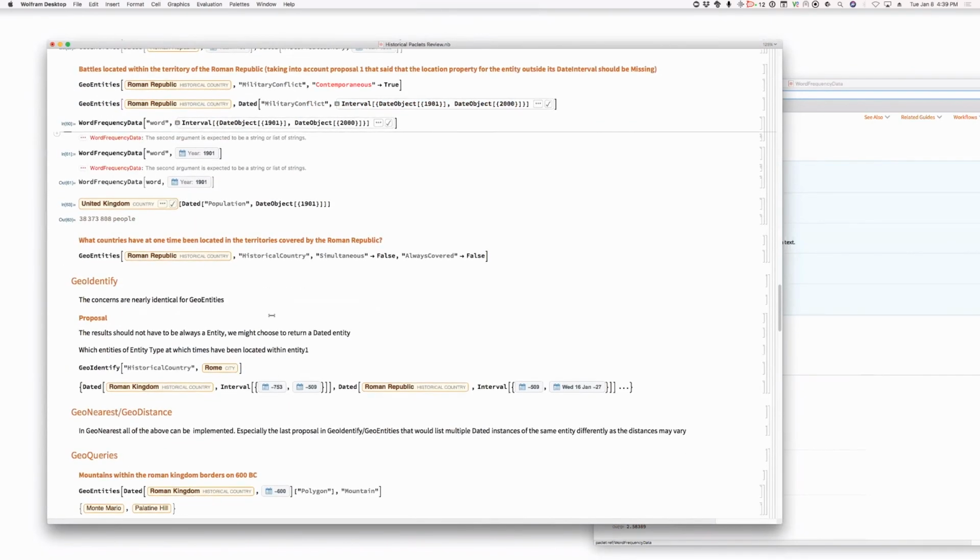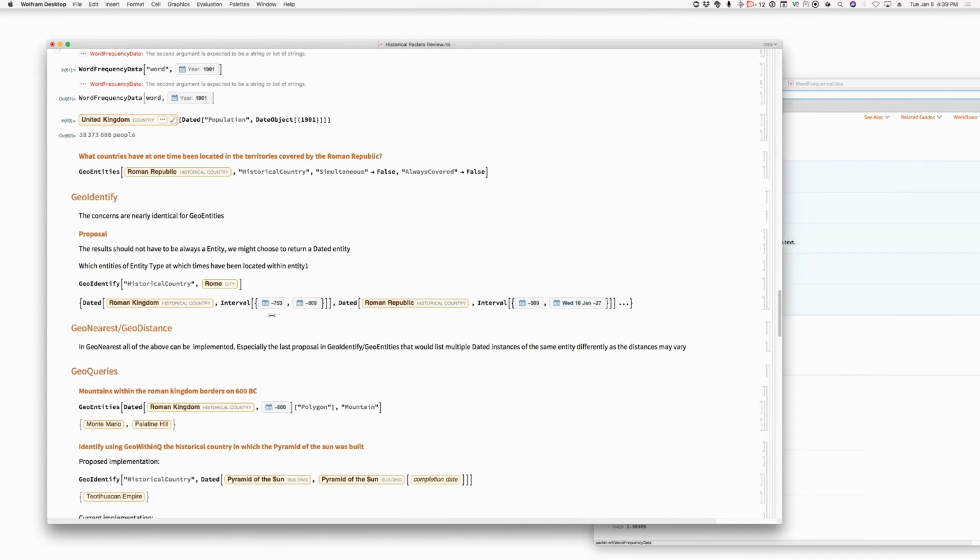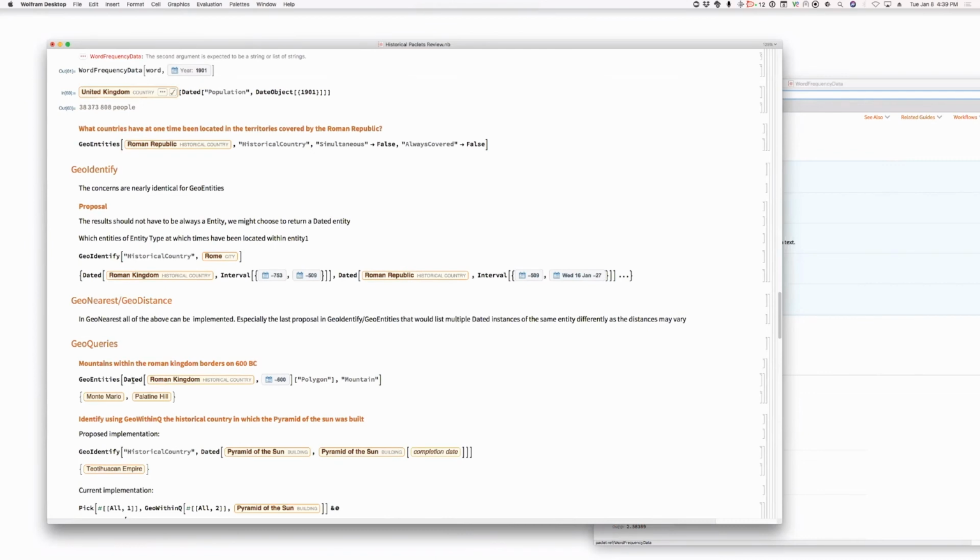But I mean, for example, oh my gosh, it's great that we can do this. GeoEntities 600 BC. Why do we have to say polygon there? I think that's just the current version, right? Yes. So the idea is to improve this to not need the polygon there. Okay. So that's part of all this work. Yeah.